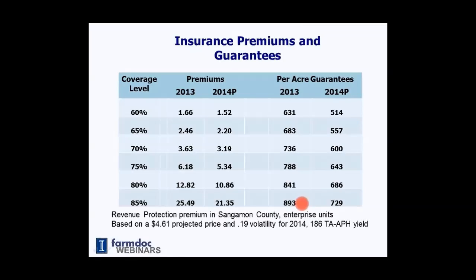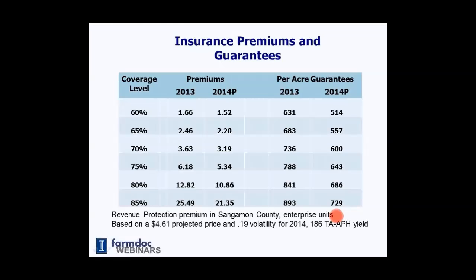Per acre guarantees here will be, for last year, if we had a 186 bushel trend adjusted yield, an $893 per acre guarantee. This year, $729, and here I just used the same trend adjusted APH yield. Over $150 lower guarantees in 2014 than in 2013. That is due to lower projected prices.